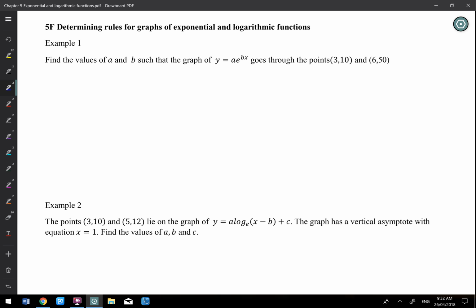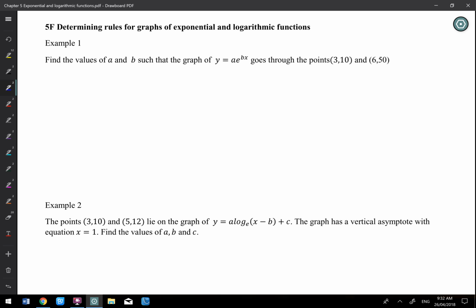So for the first question, find the values of a and b such that the graph of y equals a times e to the power of bx goes through the points (3, 10) and (6, 50). For an equation like that, it's basically substitution, but it's a little bit different when we solve for exponential. Normally we do elimination or substitution when we're trying to solve simultaneous equations, but for exponential, it's a little bit different.